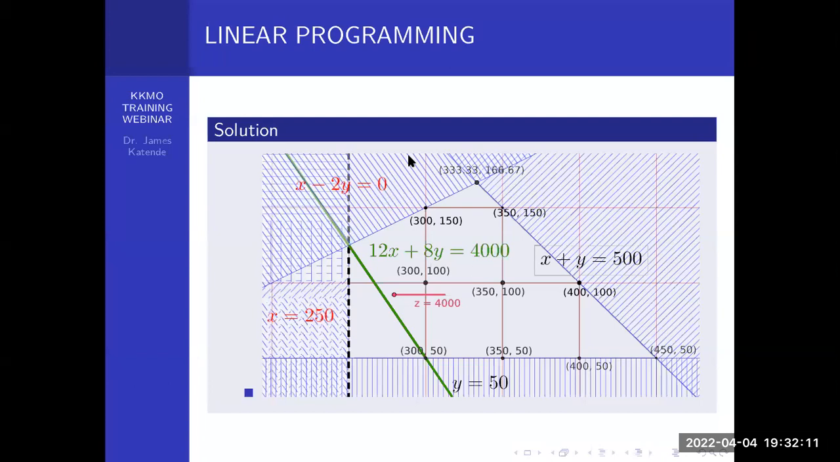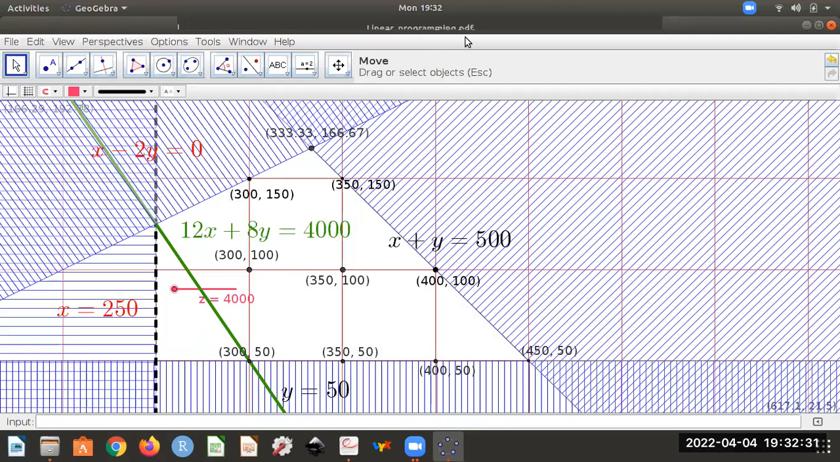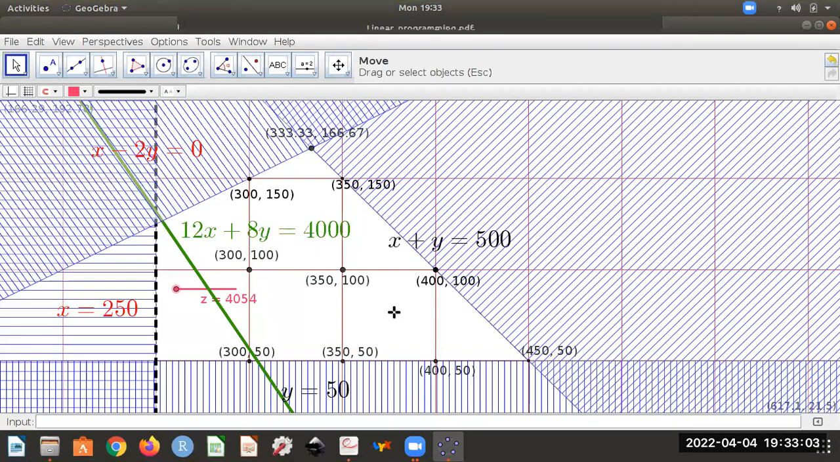So I don't know if you can see my desktop. Can you see the GeoGebra open? Can you see anything, the green line moving? No, sir, we cannot. I'll stop sharing again so that I share it afresh. So can you see my desktop now? Yes, on my side. You can see it there.